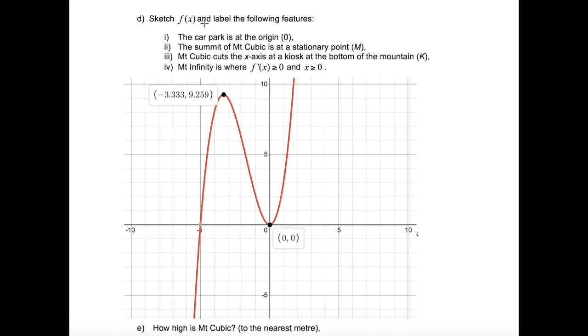Okay, part D, sketch f of x and label the following features. If I tried to sketch it on the computer, it would not be pretty, so I've just done it on Desmos and label the following features. Alright, so the car park is at the origin. So this here must be the car park.